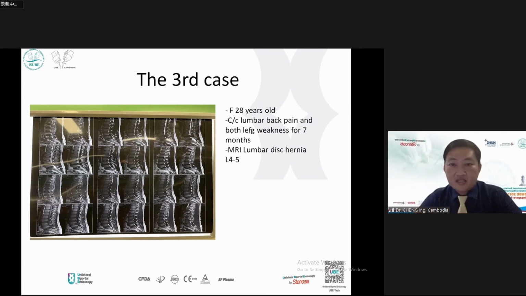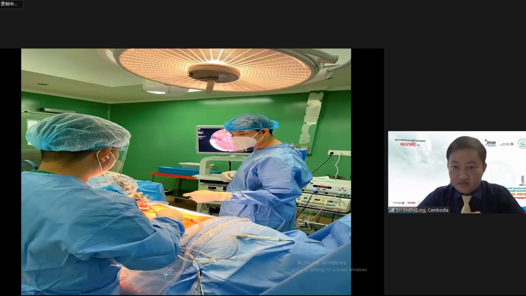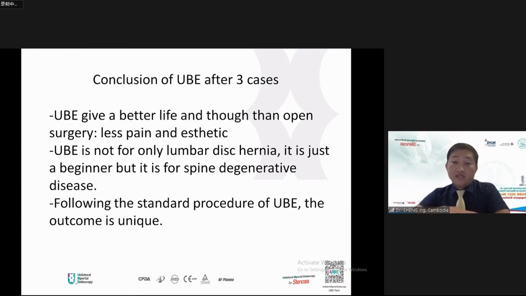My third case was a female, 28 years old. She complained of lumbar back pain and both leg weakness for 7 months. MRI showed an L4-5 lumbar disc hernia. After 3 cases, UBE gives a better and shorter incision than open surgery, with less pain and better aesthetics.